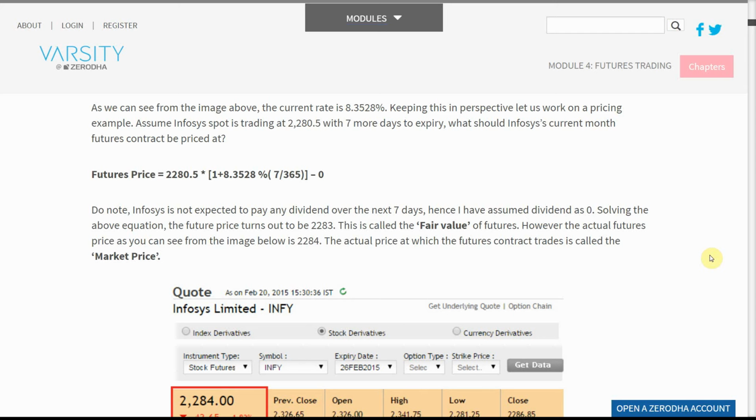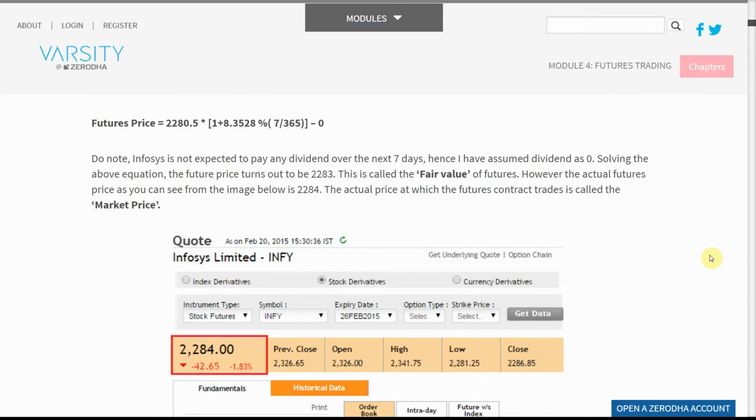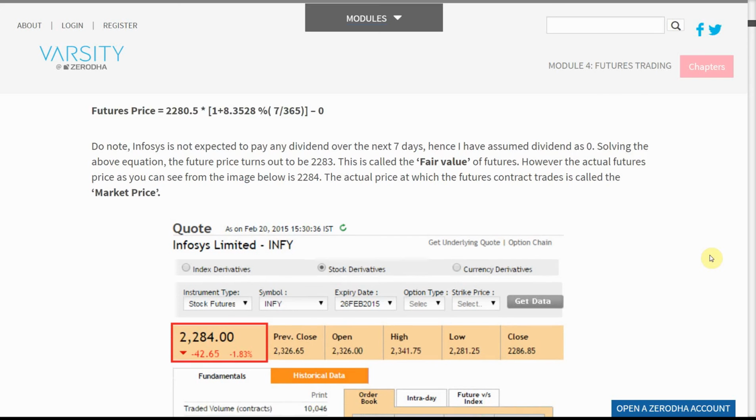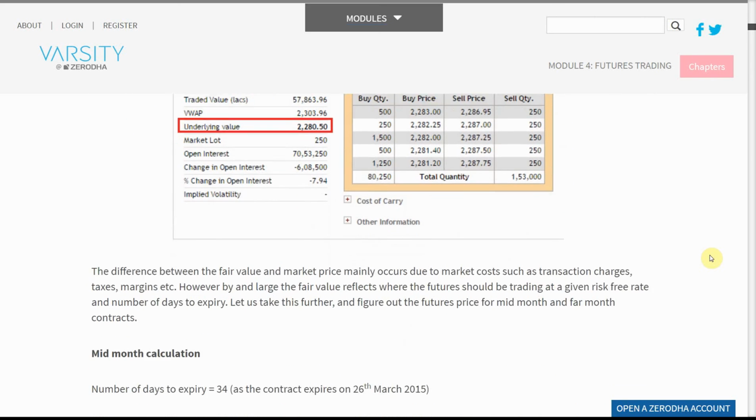However, the actual futures price, as you can see from the image below, is 2,284. The actual price at which the futures contract trades is called the market price. The difference between the fair value and market price mainly occurs due to market costs such as transaction charges, taxes, margins, etc. However, by and large, the fair value reflects where the futures should be trading at a given risk-free rate and number of days to expiry. Let us take this further and figure out the futures price for mid-month and far-month contracts.